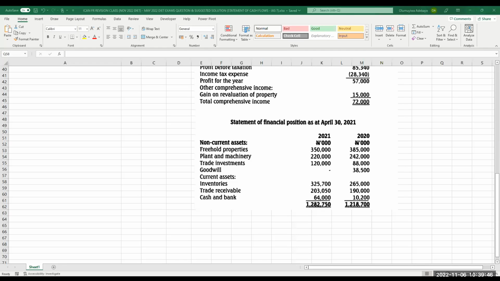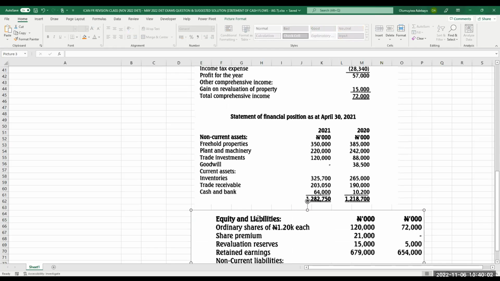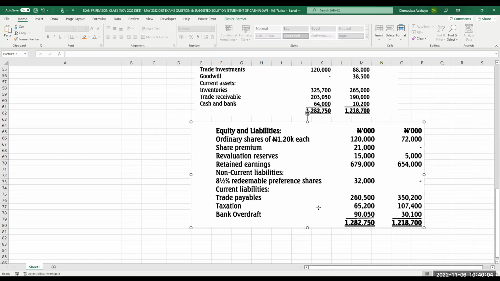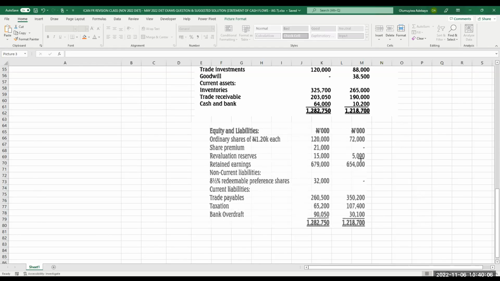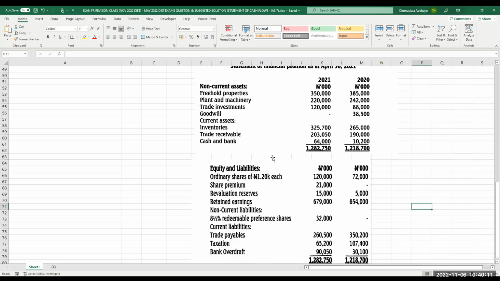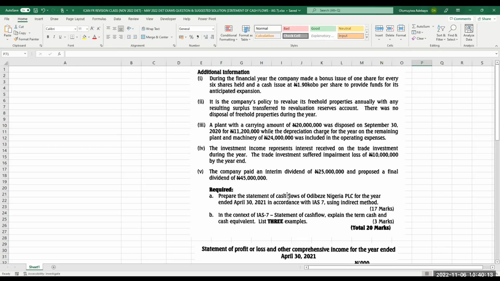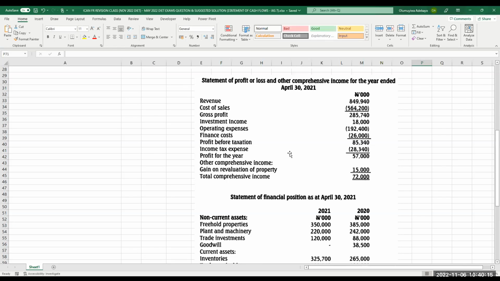Okay, the last aspect, let me copy it. Okay, now let's look very well at this information that we have.